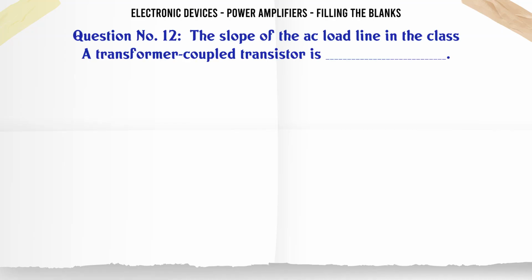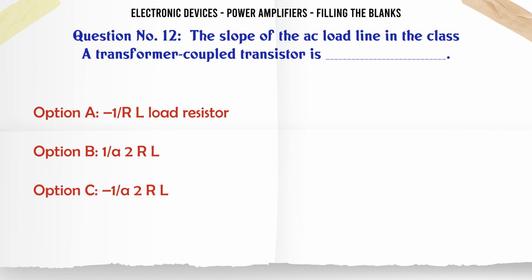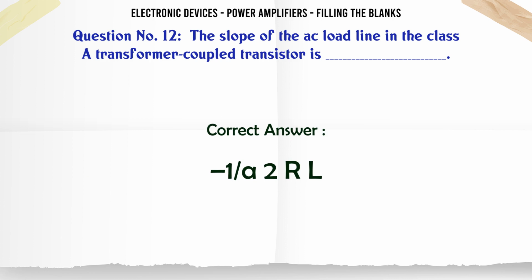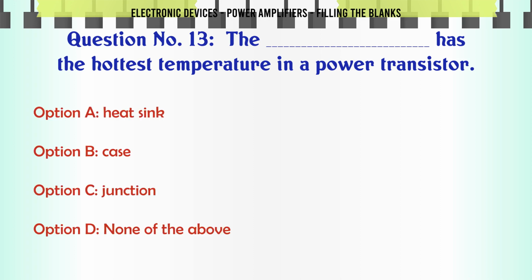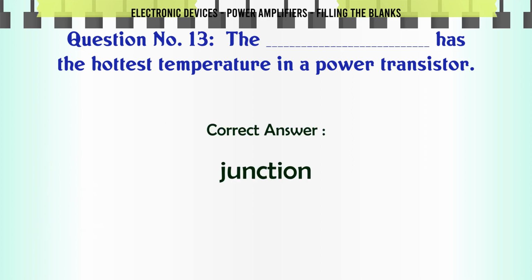The slope of the AC load line in the class A transformer coupled transistor is: A: 1/RL, load resistor, B: 1/a^2 RL, C: 1/(a^2 RL), D: 1/RL. The correct answer is 1/(a^2 RL). Which has the hottest temperature in a power transistor: A: heat sink, B: case, C: junction, D: none of the above. The correct answer is junction.